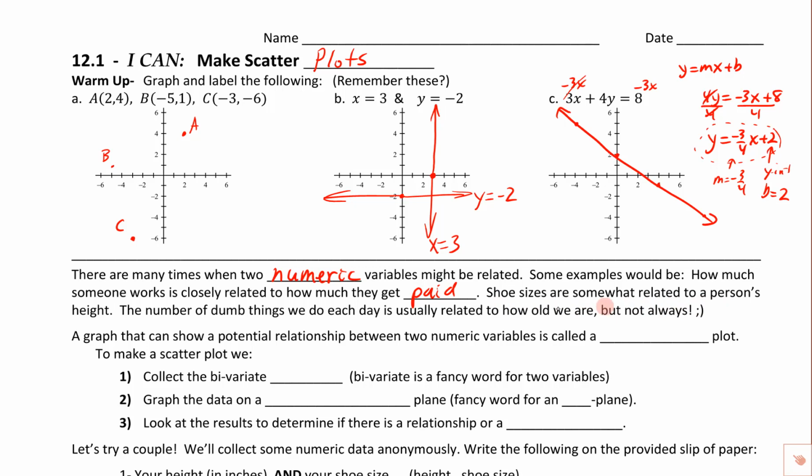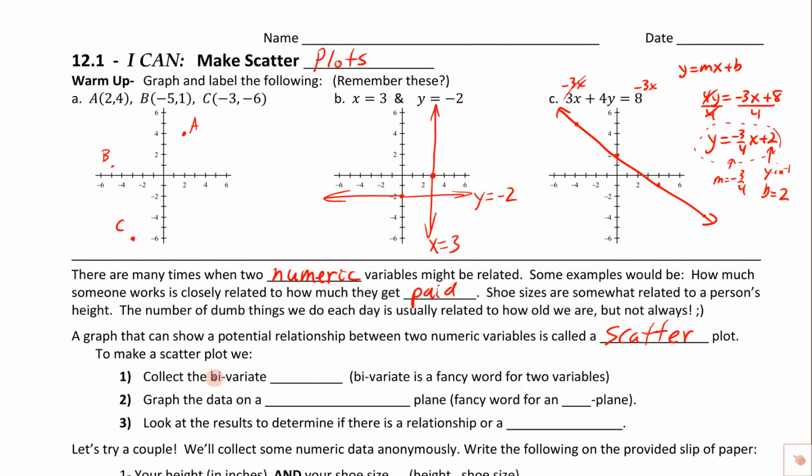Shoe sizes are somewhat related to a person's height, and the number of dumb things we do each day is usually related to how old we are, but not always. Depends on who you are, I suppose. A graph that can show a potential relationship between two numeric variables is called a scatter plot. And you'll see why we call this a scatter plot in just a second.